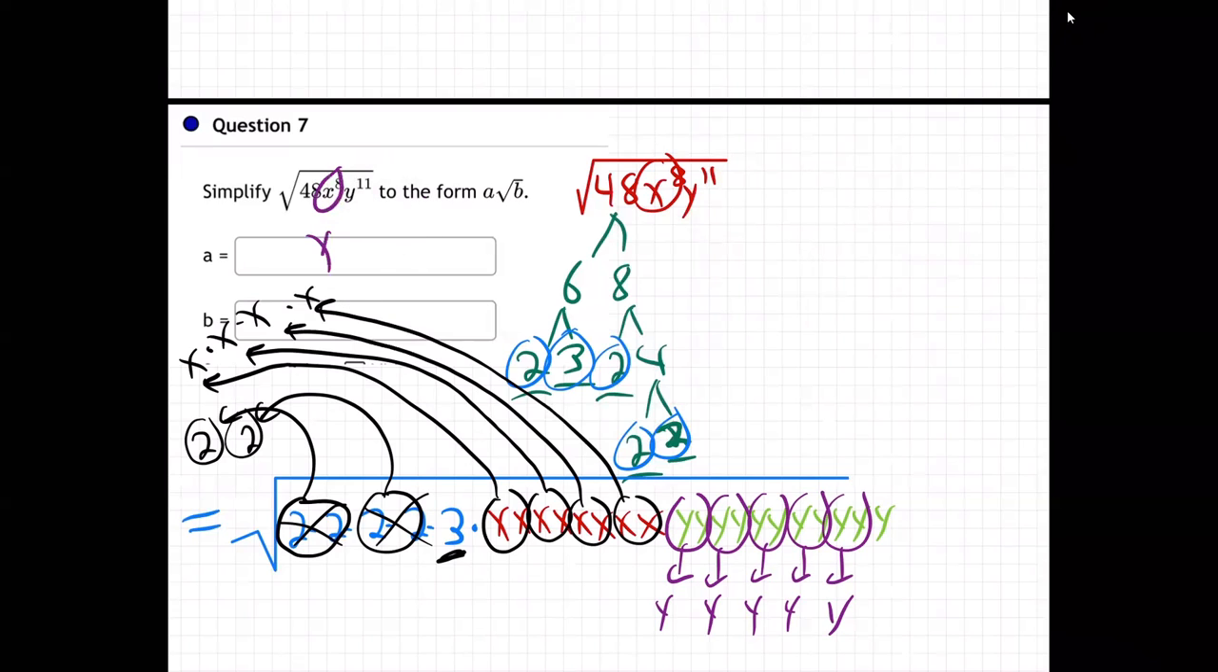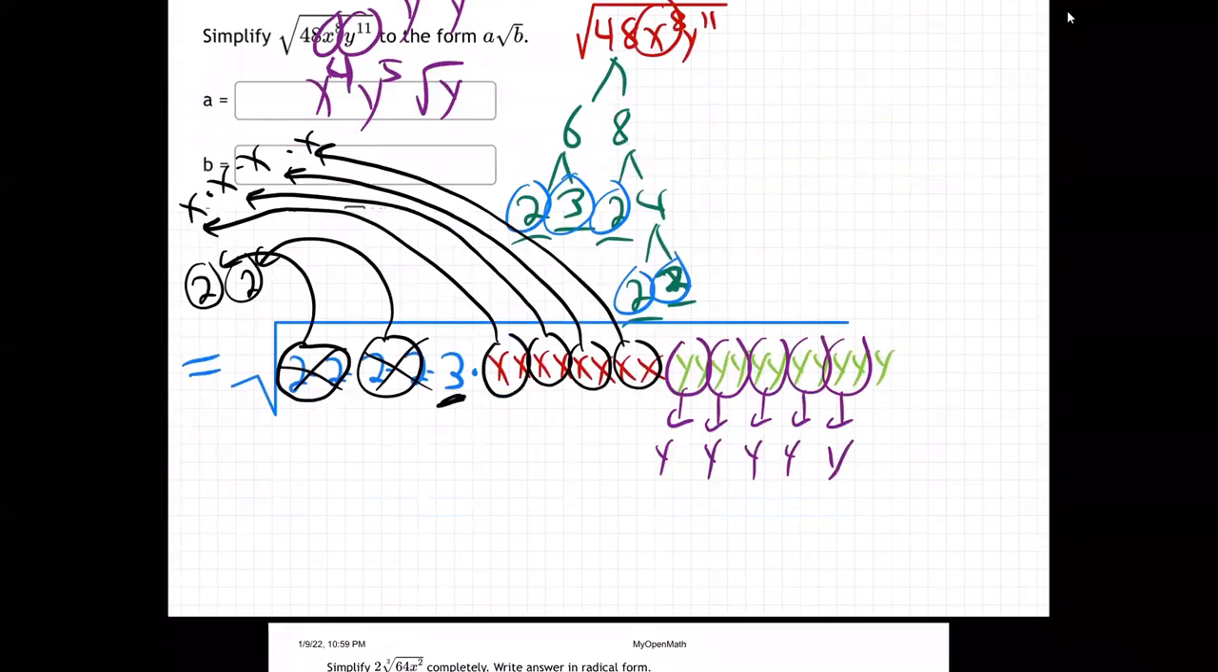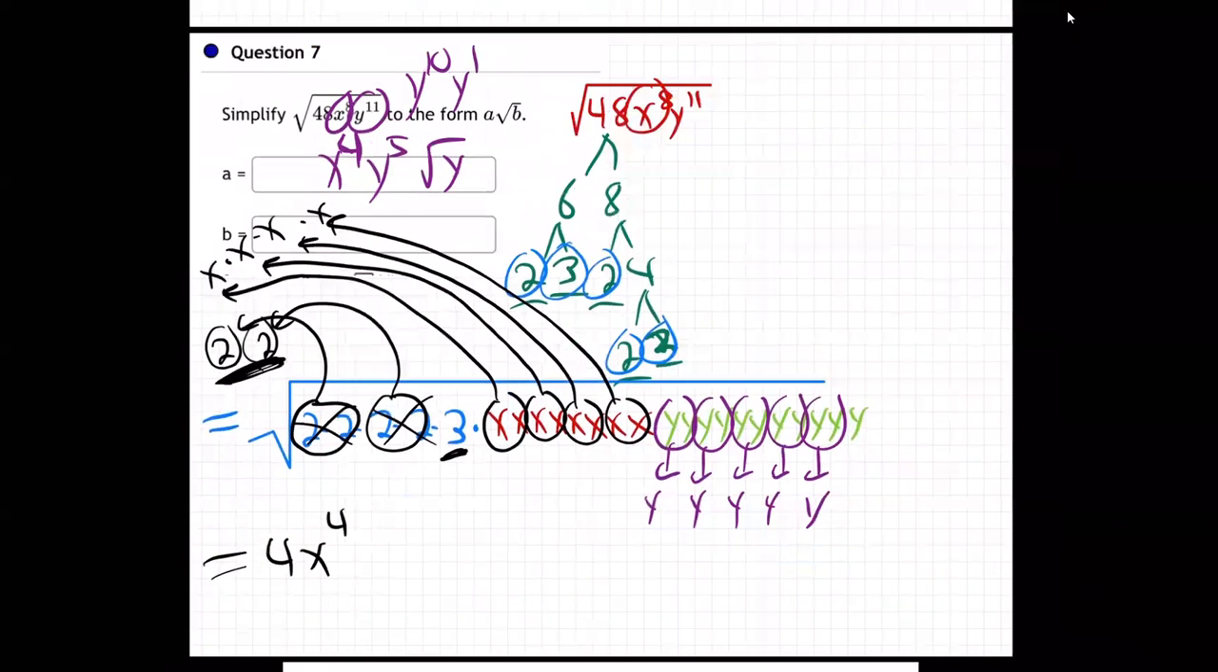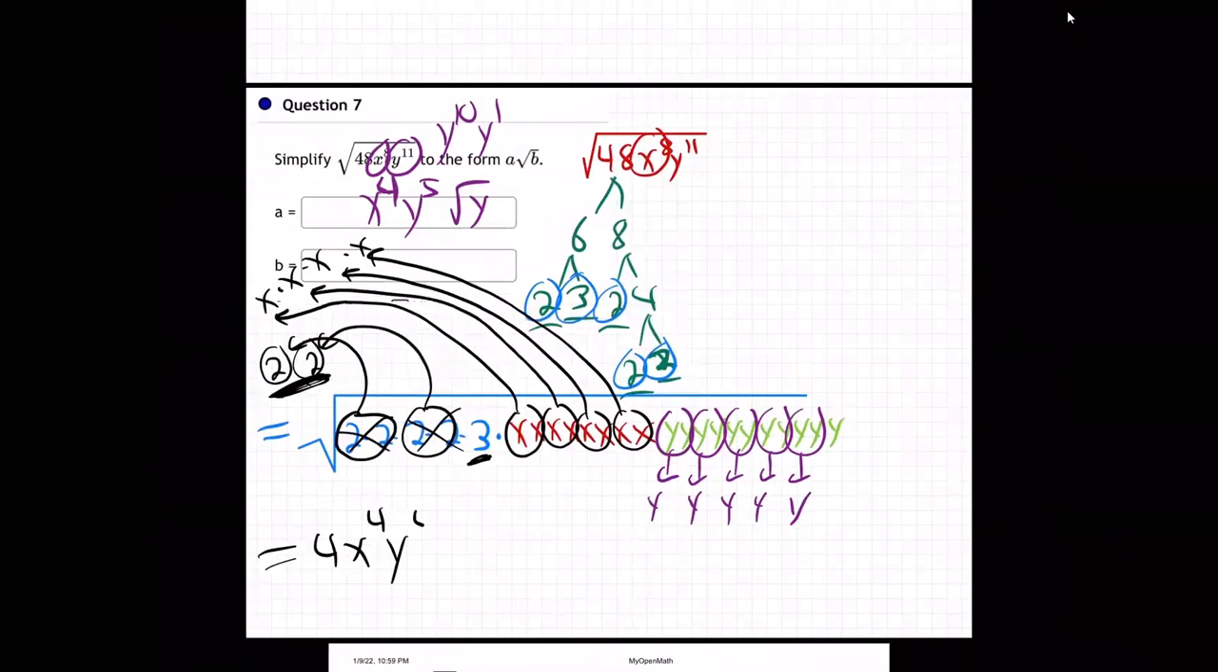Say 8 x's, I'm gonna pay for 4. And then 11 y's, well, that's 10 and 1 more, so I'm gonna pay for 5, and the other one has to stay inside because there's not 2 of them. Does that make sense? You have an odd amount, just do the even and 1 more, and then cut the even in half. So when all is said and done, what comes out? 2 times 2, 4. And how many x's? x to the 4th, right? Because we put the power in half, half of 8 is 4. y to the 5th, because 11 is 10 and 1, half of 10 is 5.